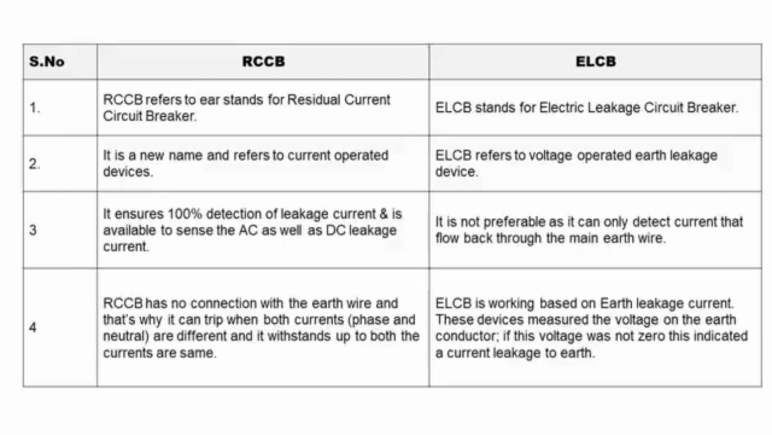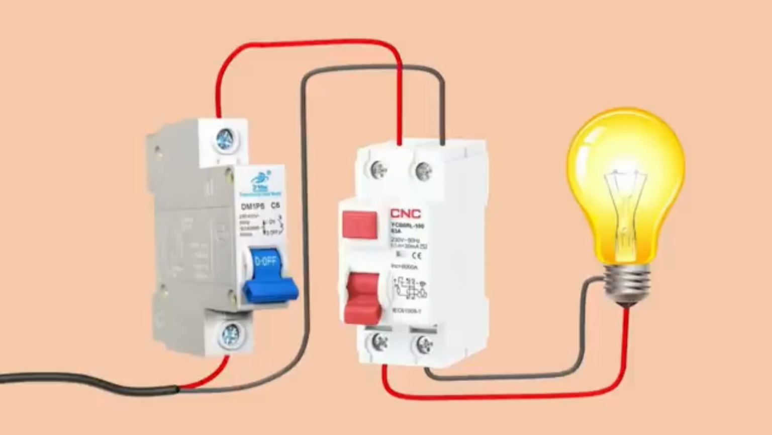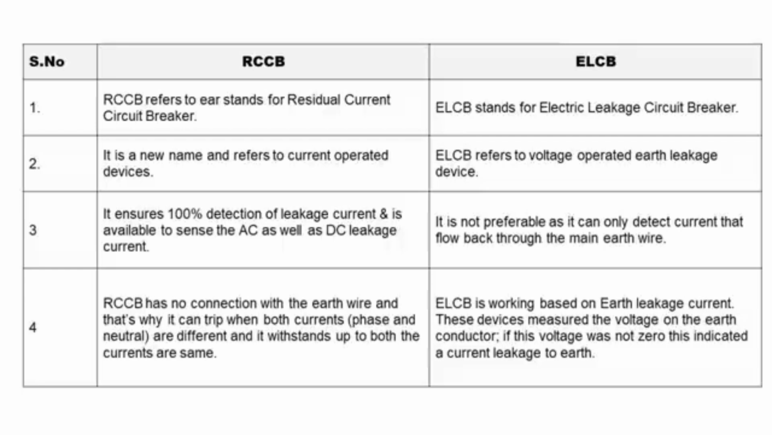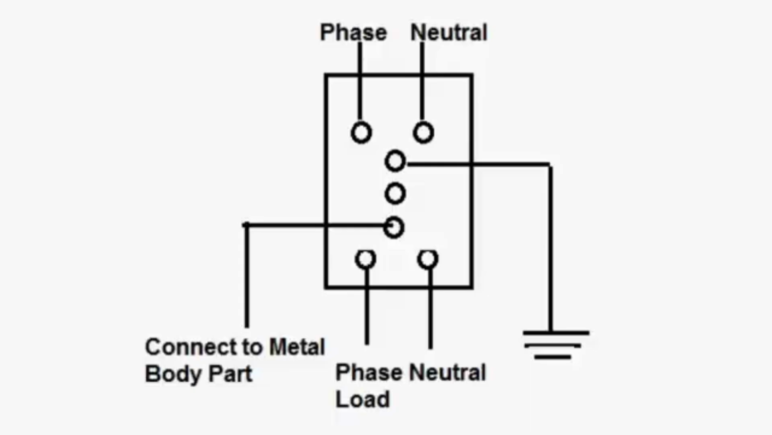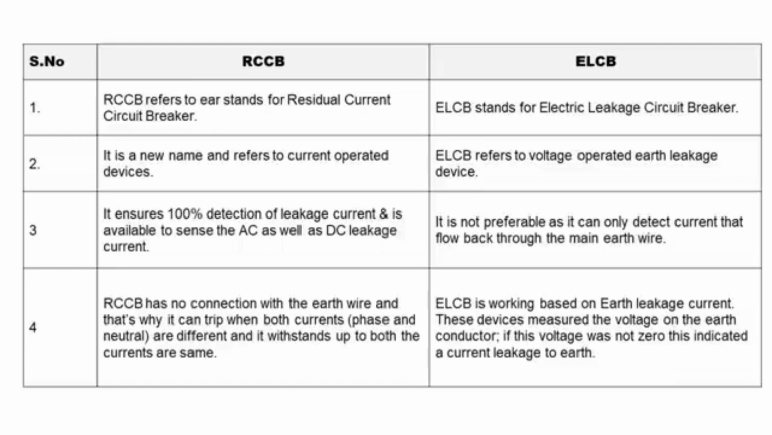First we will talk about RCCB. This RCCB is a device which operates on current. And when we perform the connection of RCCB, we have to only use phase supply and neutral supply. But this ELCB is a device which operates on voltage. And when we perform connections of ELCB, we have to connect phase supply, neutral supply and earthing wire also. Besides, there are many differences, but they are not so important.